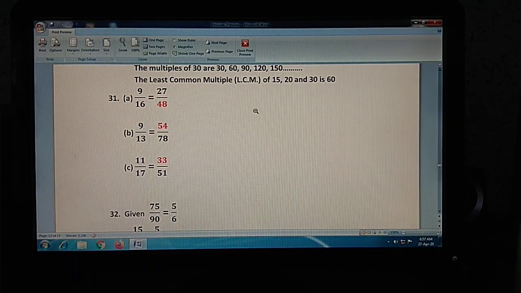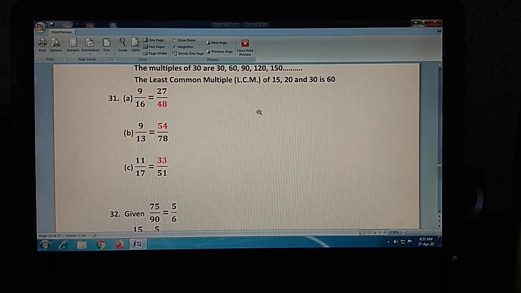Now, moving on. Question number 31. Here we are given to find some missing numerals. So how will you find the missing numerals? It is very easy. How did I get 48 here? 9, how many times will it go to get us 27? 9 into 3. So here it is given 16. So just multiply 16 with 3, we will get 48.